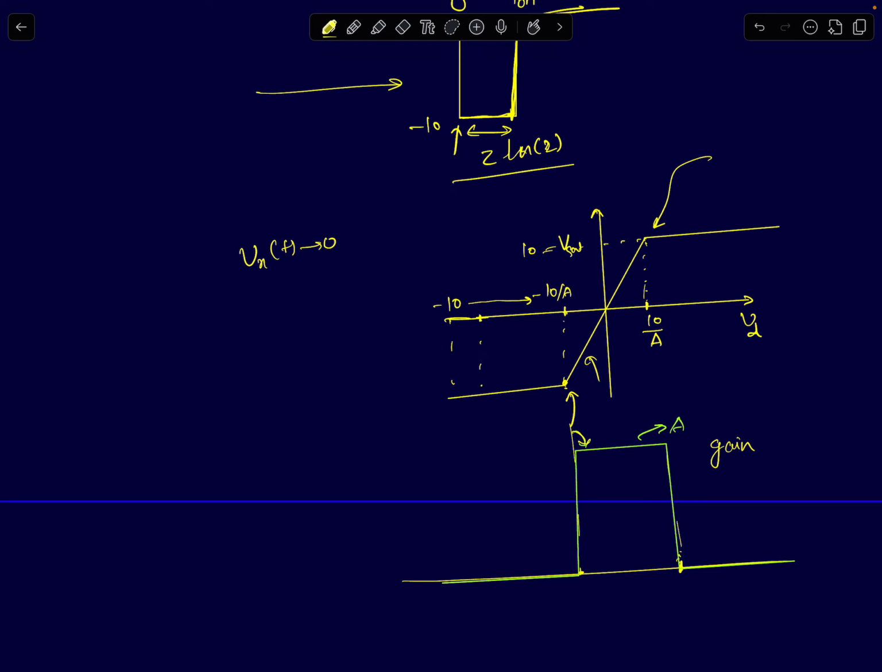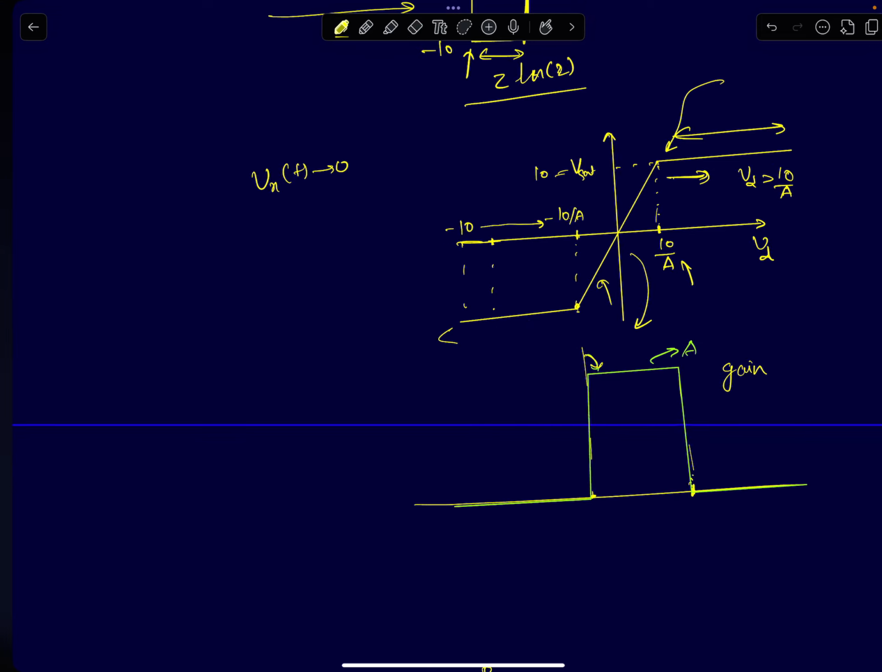The op amp's gain will remain finite while your differential voltage is between minus 10 by A and plus 10 by A. If your differential input reaches plus 10 by A, output will reach 10. Any value of differential input Vd greater than 10 by A, output is saturated. Any value of differential input less than minus 10 by A, again output is saturated. In these regions, when your output is saturated, the gain is 0. So if I differentiate this graph, I will get the gain graph.